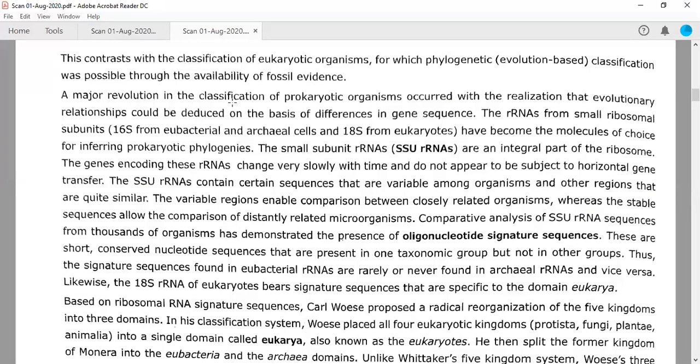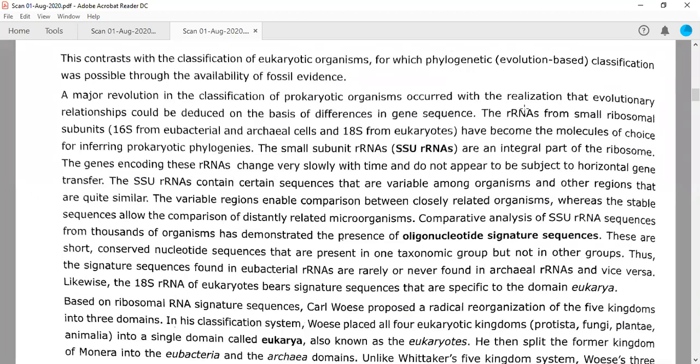So the major revolution in the classification of prokaryotic organisms occurred with the realization that the evolutionary relationship could be deduced on the basis of differences in the gene sequences. If we have differences in the gene sequences or the signature sequences, we are able to classify the microorganisms as well based upon their evolution.